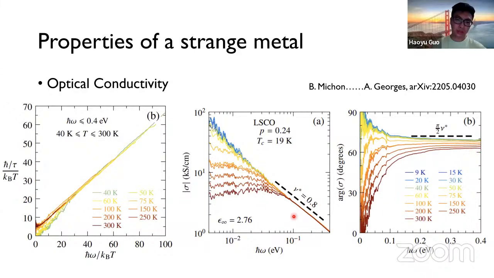Basically, you can show that at large frequencies where there is a scaling behavior, you can actually get a power law in this optical conductivity, and the exponent is 0.8. In these two figures, whether you look at the real part, the imaginary part, or the phase angle, you all get the same exponent.